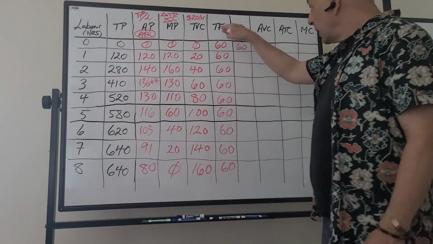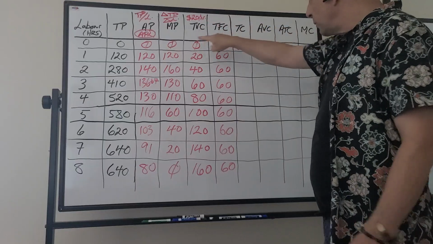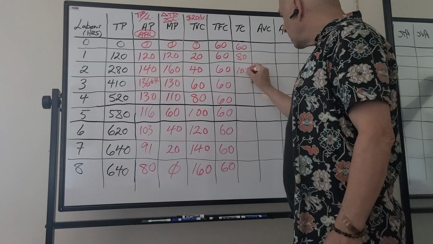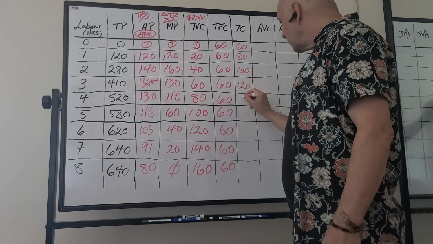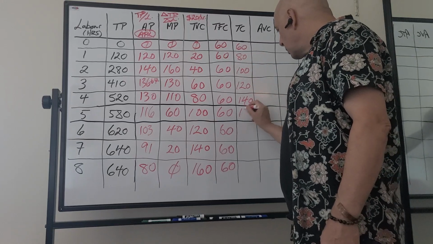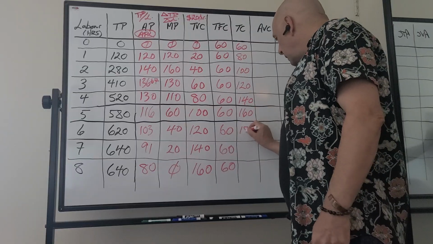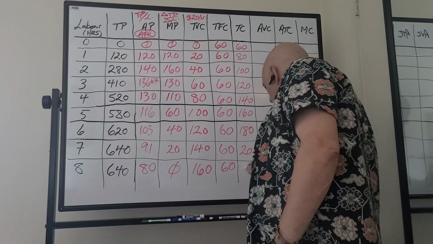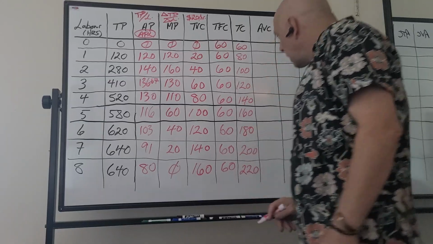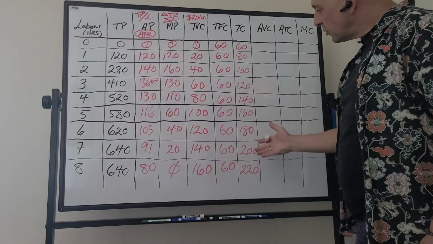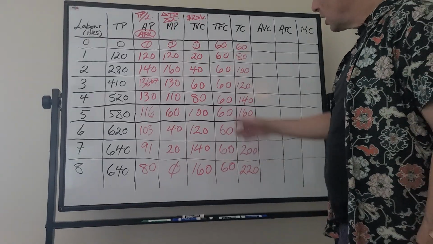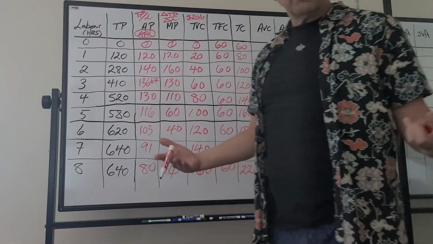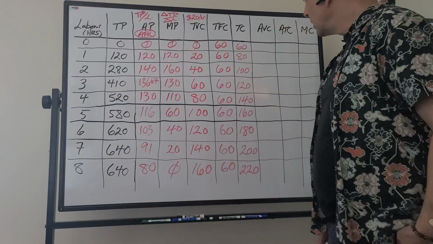In order to get the total cost, we're just going to add these two numbers. So we've got 80, we've got 100, we've got 120, we've got 140, we've got 160, 180, and 200, and then 220. Okay, so our total cost is going to continue to increase. Our total variable cost is going to continue to increase, and our fixed cost is, as the name implies, fixed.